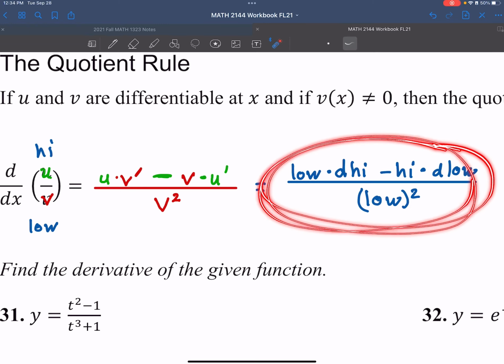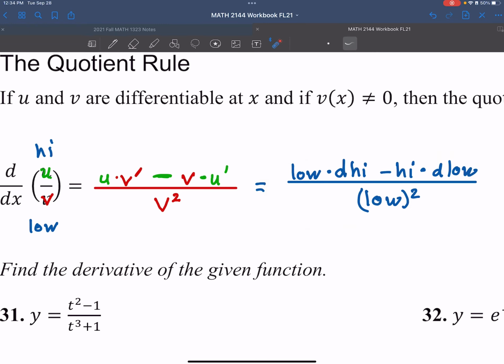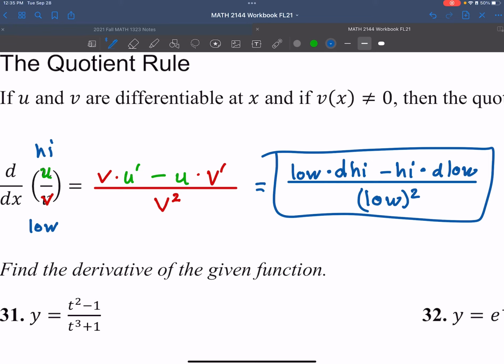So is everyone okay with this? This is how I typically remember it. So let's correct this right here. Thanks, Destiny. So we start low. Low would be V, and then we would have U prime minus U times V prime. Good catch. Very good. This is typically how you're going to hear me teach it, because I remember it as low d high minus high d low over low squared we go. Or I always think start low. Thank you. Sorry, everyone.